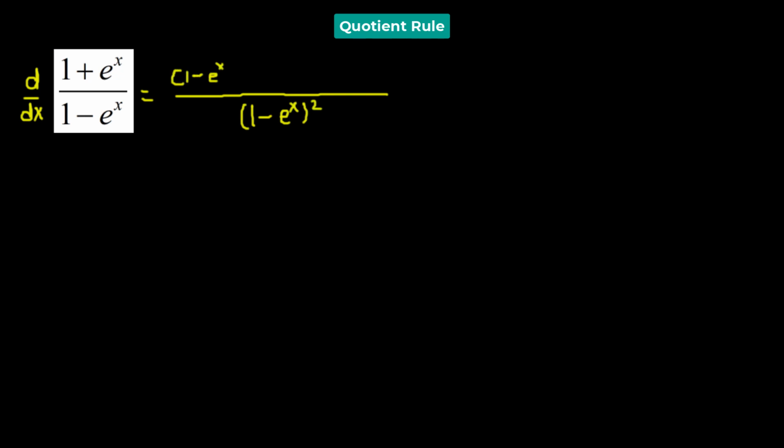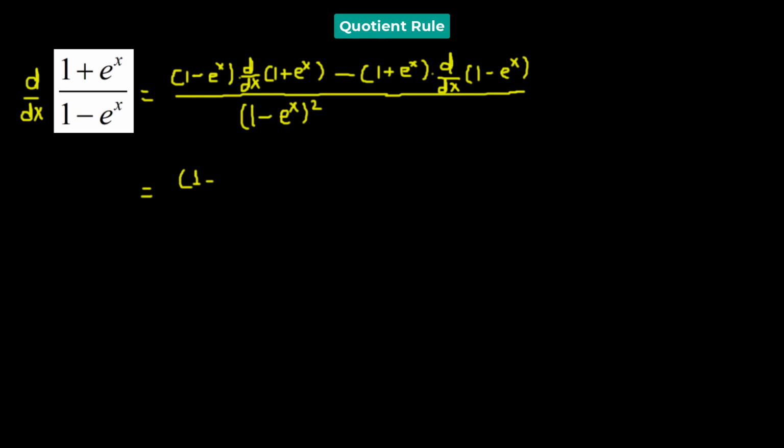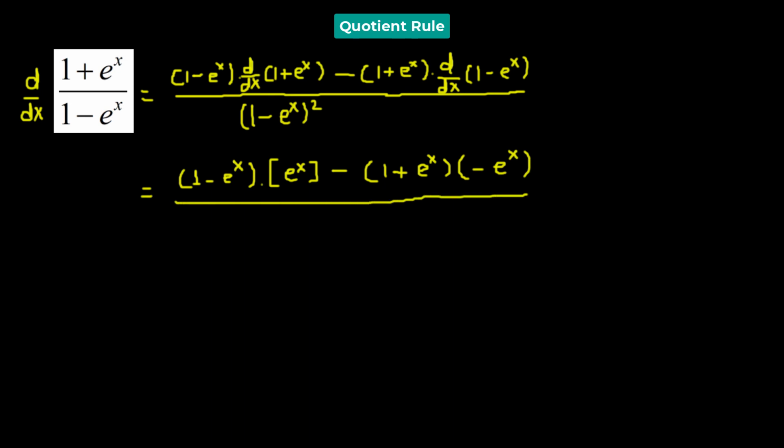Then we have 1 minus e raised to the power of x in the denominator multiplied to the derivative of the numerator, which is 1 plus e raised to the power of x, minus 1 plus e raised to the power of x multiplied to the derivative of 1 minus e raised to the power of x, which will be equals to 1 minus e raised to the power of x times derivative of 1, which will be 0, plus the derivative of the exponential function is going to give us the function itself, minus 1 plus e raised to the power of x times derivative of 1 is 0 minus derivative of e raised to the power of x, which is e raised to the power of x itself.